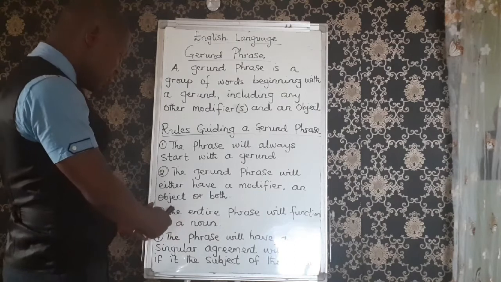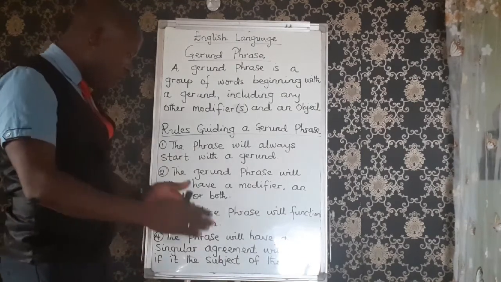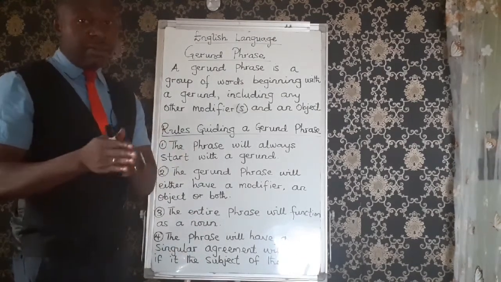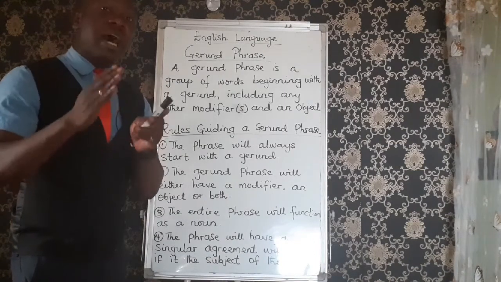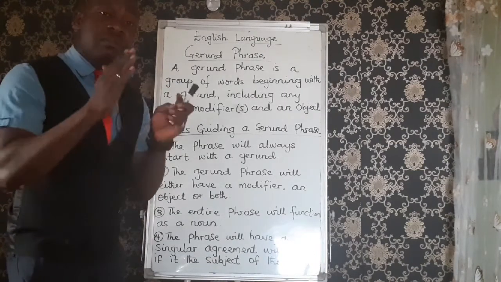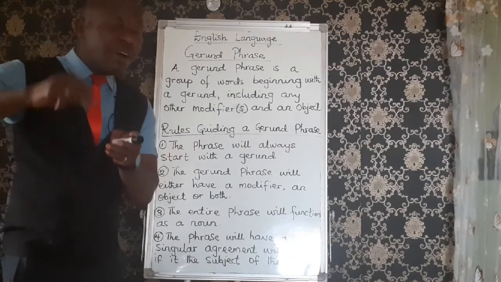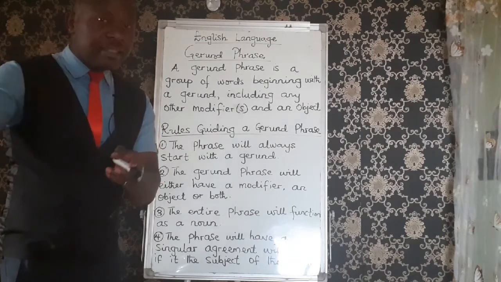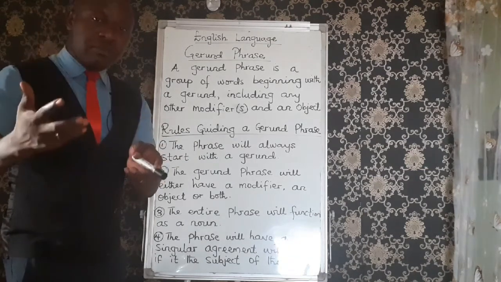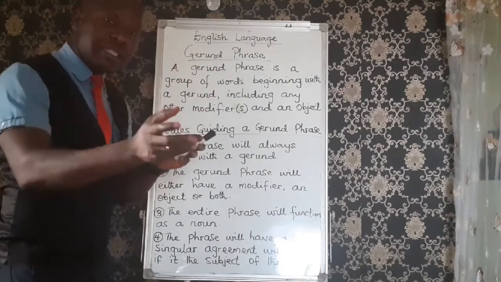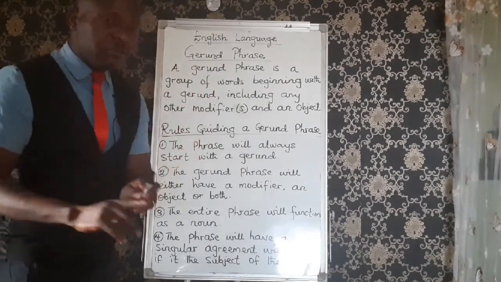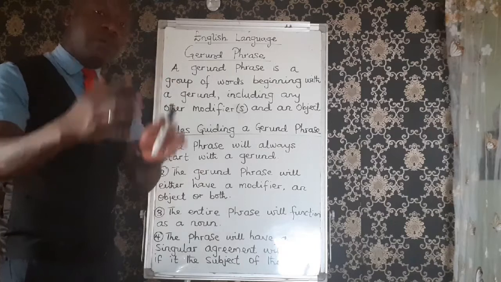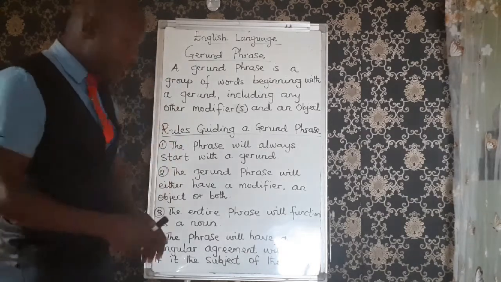The third one says the entire phrase will function as a noun. Remember, gerunds are verbing nouns. Verbs that function not as a verb but as a noun. So if you have a gerund phrase, it means the group of words, wherever it finds itself, will not function as a verb, but it will function as a noun.